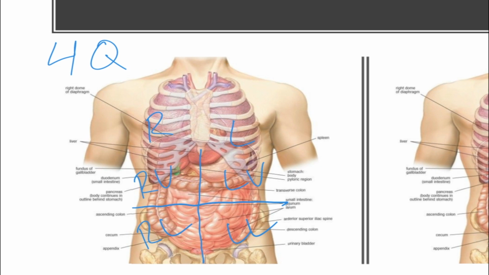For example, if you want to differentiate between an appendicitis, which is inflammation of your appendix, and a cholecystitis, which is an inflammation of your gallbladder, then being able to differentiate between right upper quadrant and right lower quadrant pain becomes very relevant. Your gallbladder is this structure right here. It's on the right upper quadrant. And your appendix, this structure right here, is on the right lower quadrant.